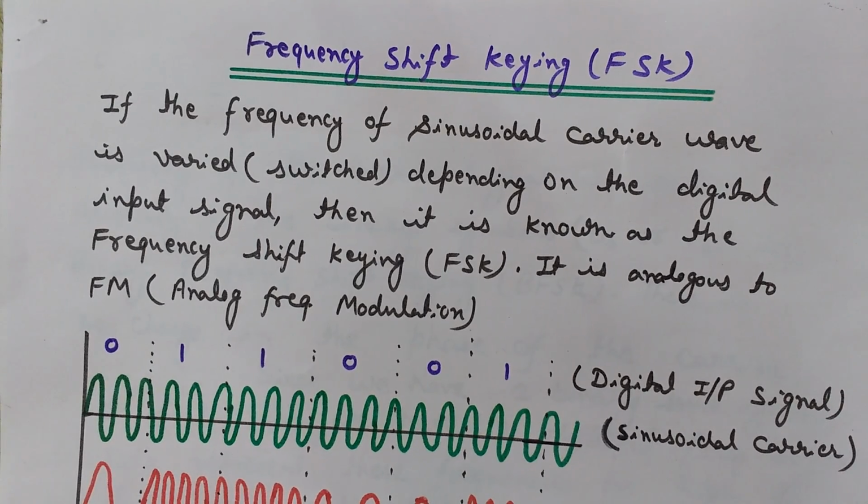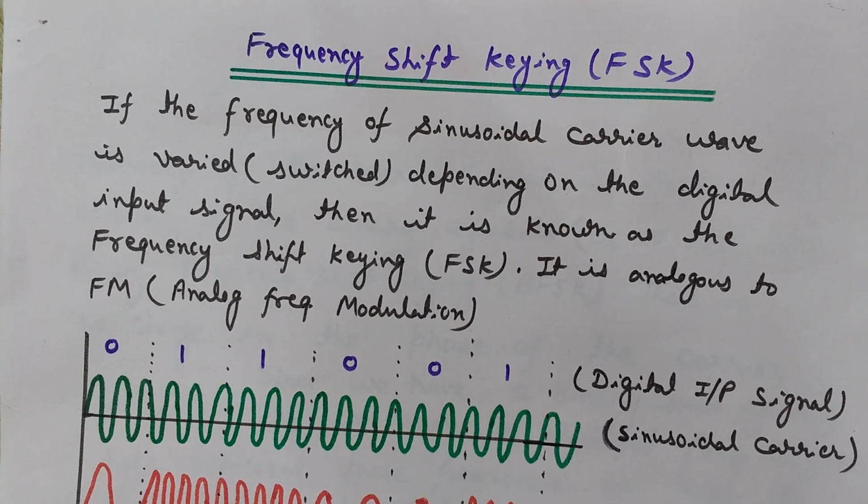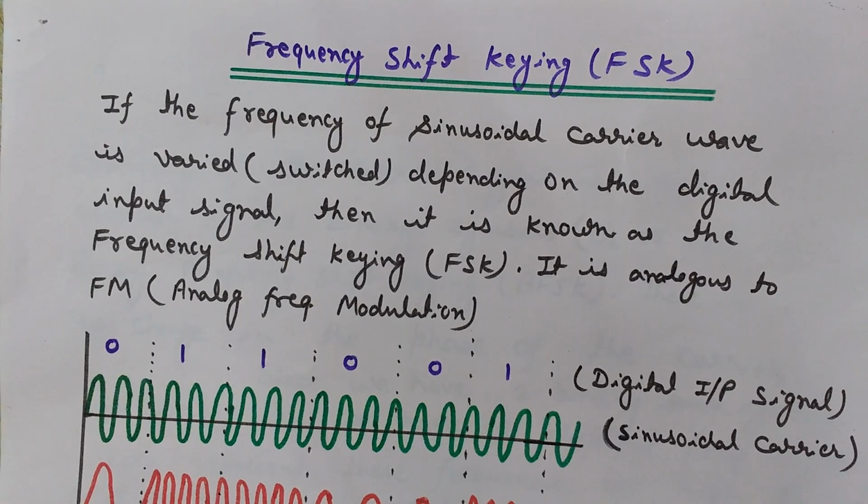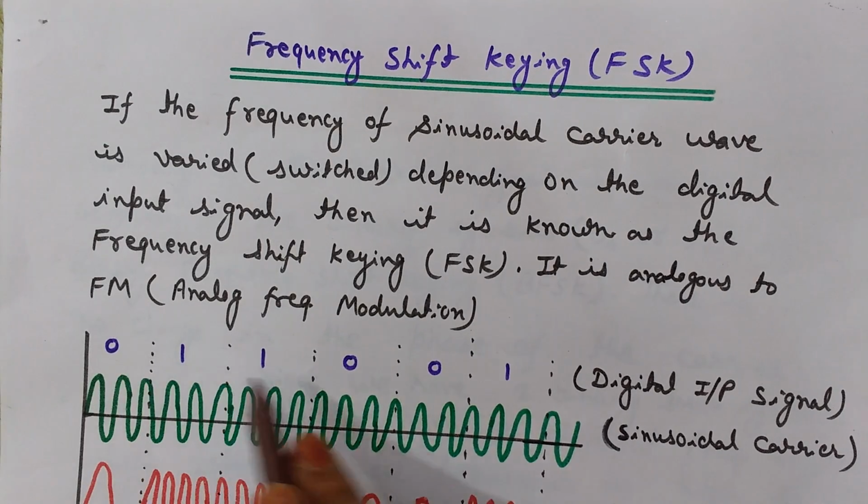binary frequency shift keying. So what is FSK? If the frequency of a sinusoidal carrier wave is varied or switched depending on the digital input signal, then it is known as frequency shift keying. What we do in frequency shift keying, actually, we have a sinusoidal continuous analog carrier wave, and this acts as a carrier to this modulating signal. The modulating signal here is digital in nature. So the input signal is digital. You can see here it is in the form of zeros and ones.